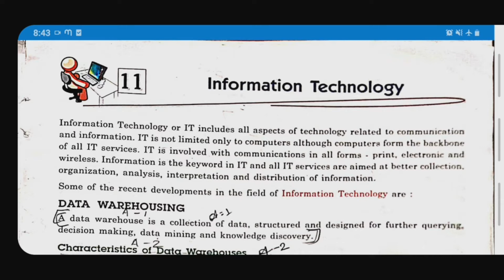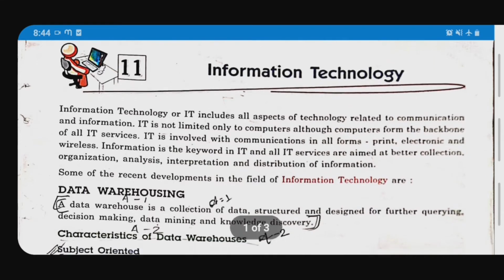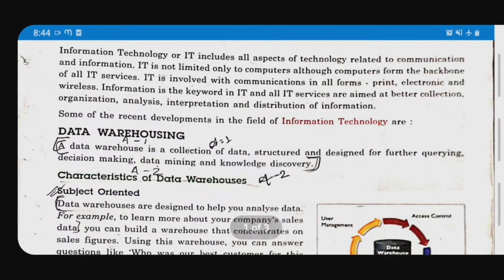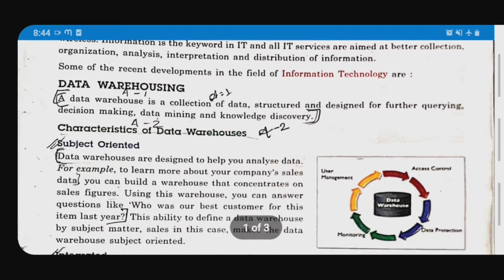What is data warehousing? Data warehousing is a collection of data structured and designed for further querying, decision making, data mining, and knowledge discovery. So, here some characteristics are given of data warehouses.